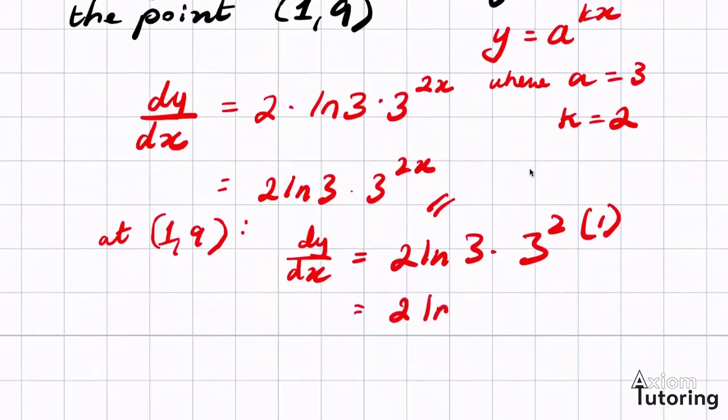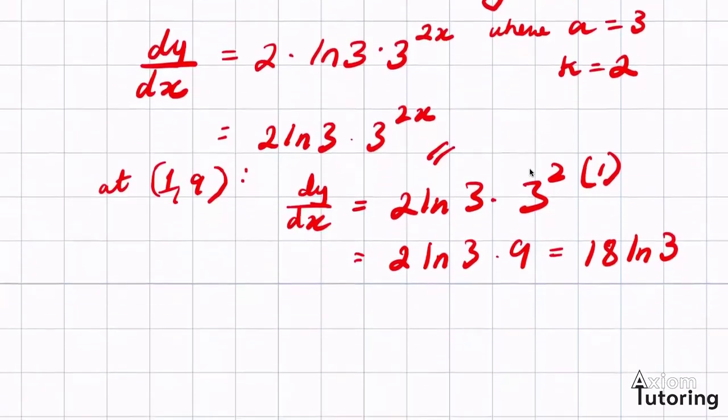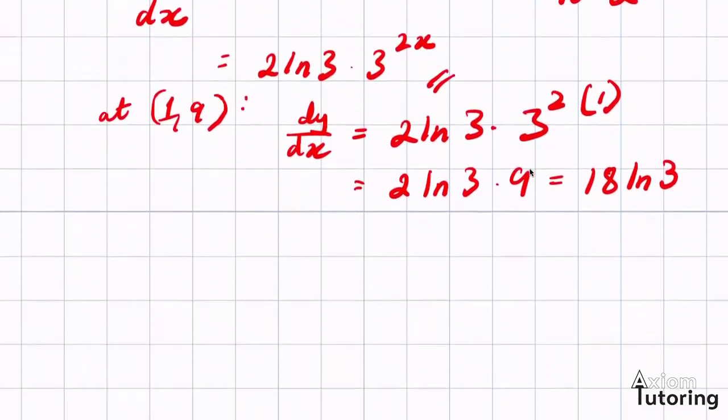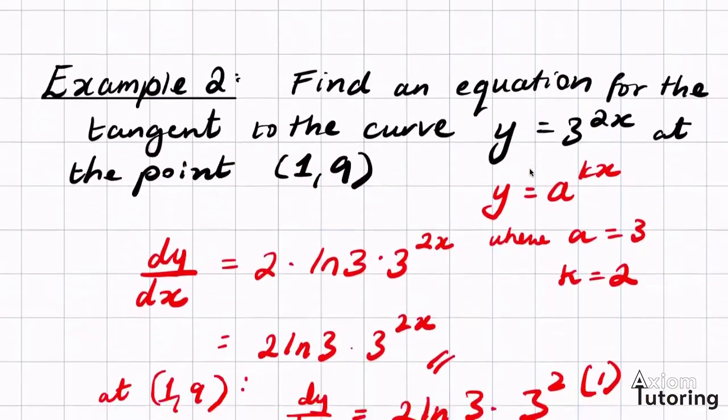And so we get 2 ln of 3 times 3 squared. So that's 2 times 1, that's 2. So 3 squared, that's 3 times 3, so that's just going to be 9. So that's 18 ln 3. So that's our gradient now. And we want the tangent.